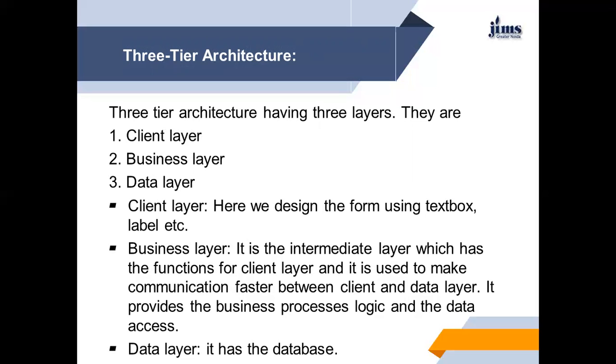The business layer is called the intermediate layer or middle layer, which has the functions for the client layer, and it is used to make communication faster between the client and the data layer. It provides the business processing logic and the data access. So the business logic is right here, and it will make the accessing much faster than the two-tier architecture. The data layer has the database.